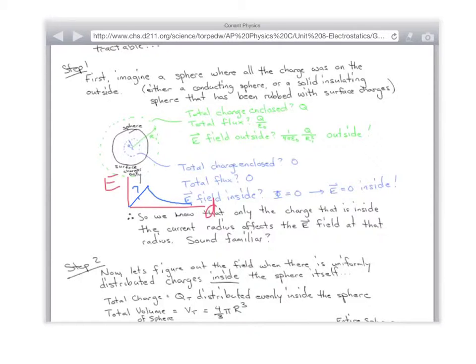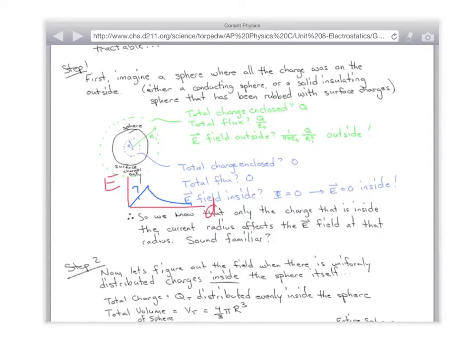First, imagine a sphere where all the charge is on the outside, like a conducting sphere. What would the field be inside a solid conducting sphere where all the charge is on the outside? Zero, for the reason we talked about before. So the stuff that is outside of where you currently are doesn't matter. The only thing that matters is the charge that's inside of your current radius.